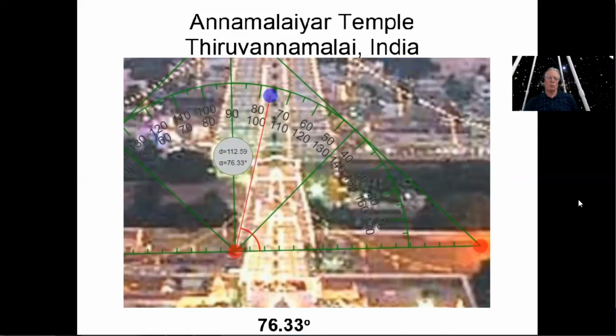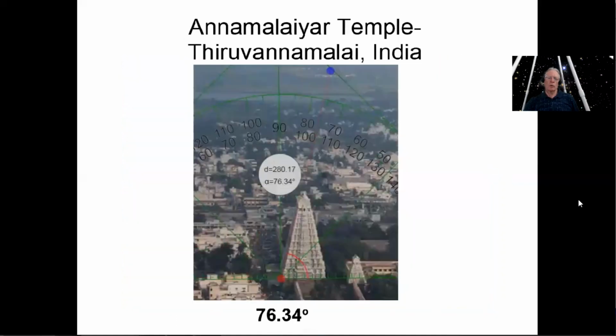Some of the smaller ones we measured 76.33. Here's the side view of one of the other temples at a 90-degree angle. So we're looking at it from the side, 76.34 degrees. So it's clear that the slant angle both from the front and the sides of these temples uses the same geometry.